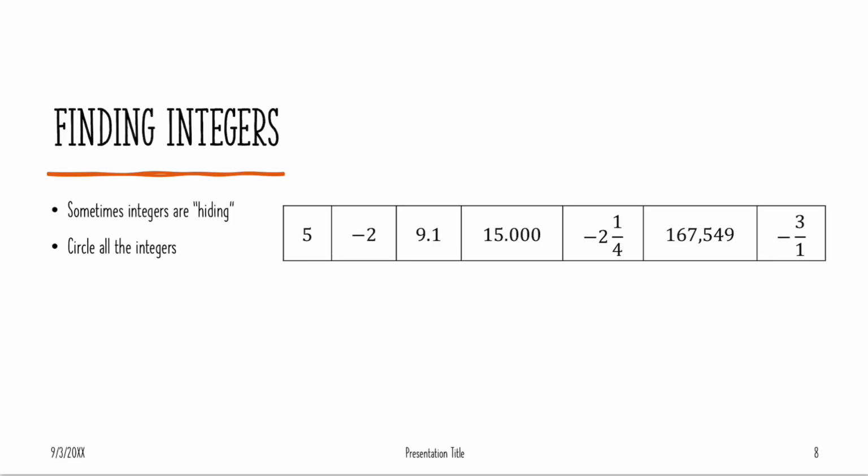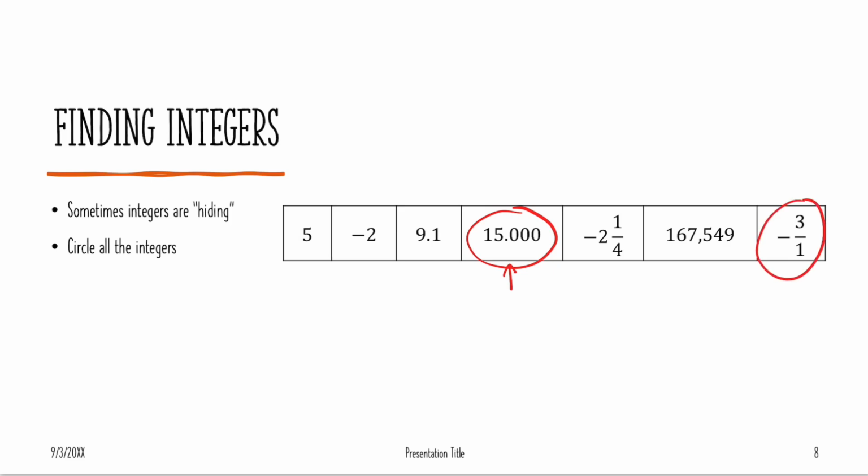Okay, so let's find some integers. Sometimes the integers are hiding. When I say hiding, I mean that they aren't always just like 15, for example. So this is actually an integer because even though there's a decimal place, everything after the decimal point is a 0. When it's a 0 after the decimal place, we don't actually write it. It means that there's no leftovers anymore. And so this would be considered an integer. Even though I wrote down 0.000, it's still an integer because we can just ignore it.